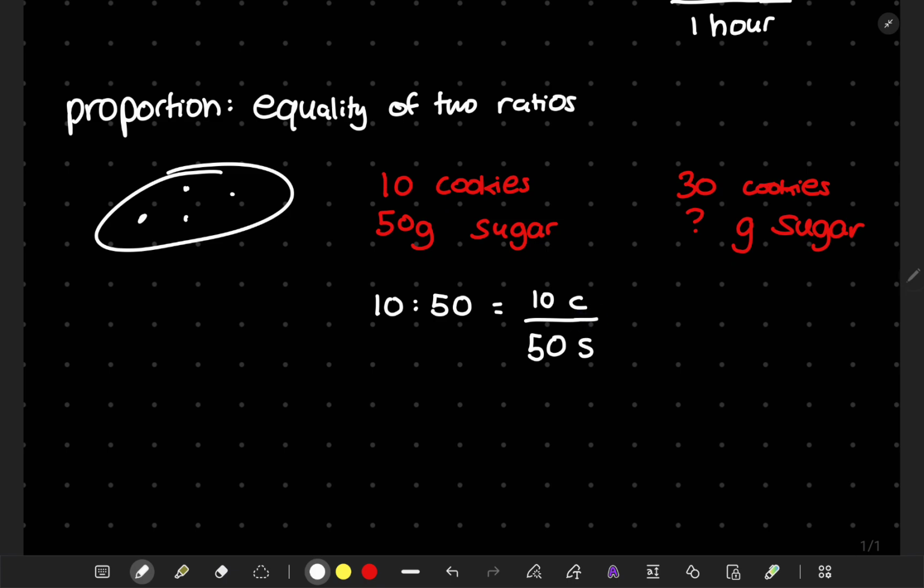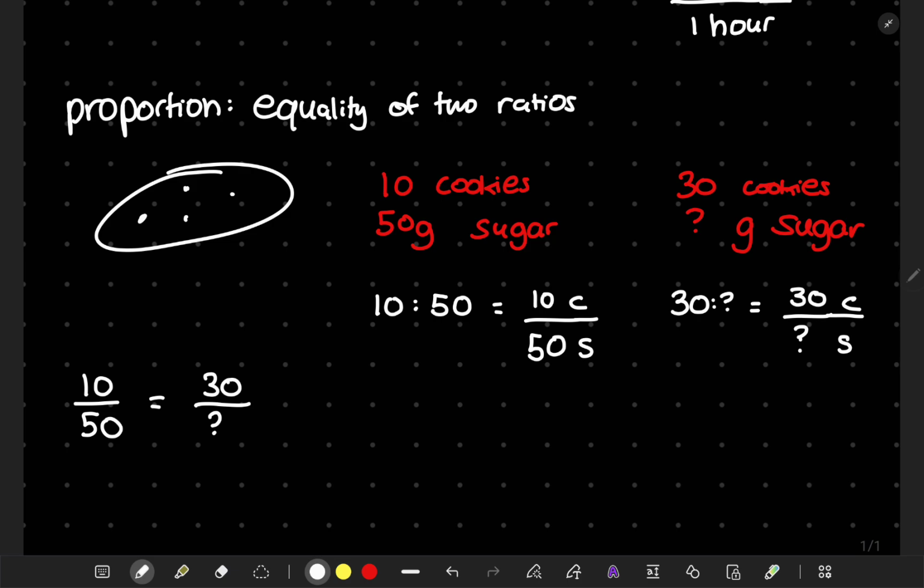I can even do the same with this new 30 cookies, but we don't know the sugar. I'm going to write it as a ratio, 30 to a question mark. And I can even write that as a rate, 30C over question mark S. Well, knowing that I'm going to use the same recipe, this is the power of a proportion. I'm going to make them equal to each other. We're going to do 10 over 50 equals 30 over the question mark. And so our question is, how do we figure out these grams of sugar?